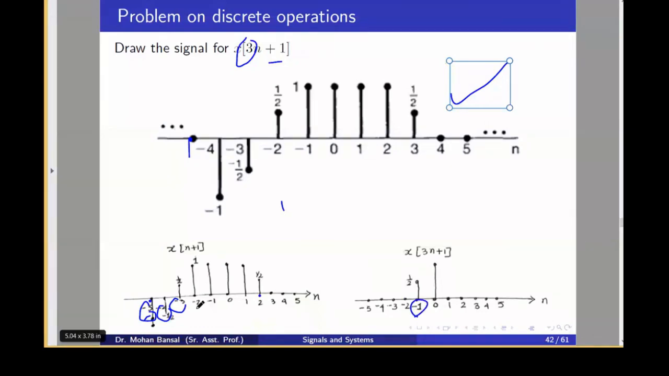For -2 divided by 3 you will not get. -1 divided by 3 you will not get. 0 divided by 3, so this signal value will be 1 at n equal to 0. For 1 by 3 and 2 divided by 3 you will not get. Only 2 impulses you will get in x(3n+1). Is this clear? Yes, sir. So you need to be more careful with the discrete time signal, because you need to understand the concept that it is defined only for integer values. You will get only some limited samples, not all the samples, in discrete time signal operations.